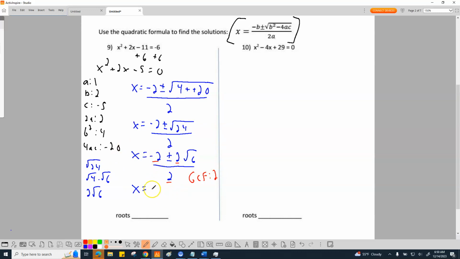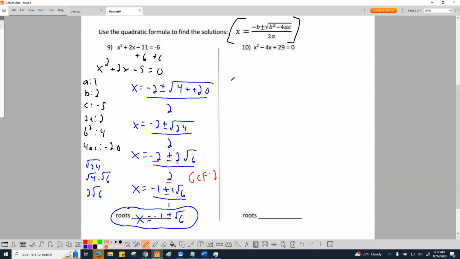negative 2 divided by 2 is negative 1 plus minus 1 square root of 6 all over 1. And then you can clean this up a little bit. Here's what it looks like. You get x equals negative 1 plus minus square root of 6, and then you're done. And those are the roots. That's where it crosses over on the x-axis. So that's it. Leave it like that. When it's a radical, you can't solve it any further.